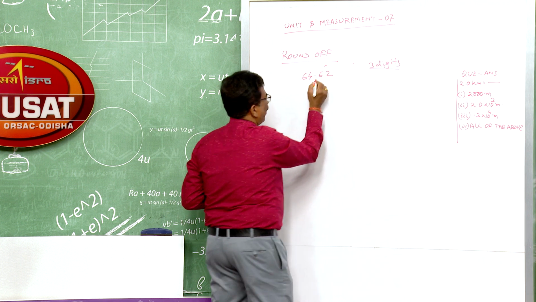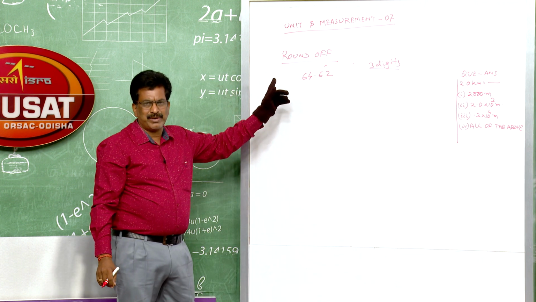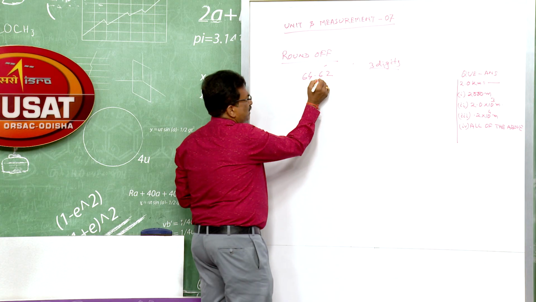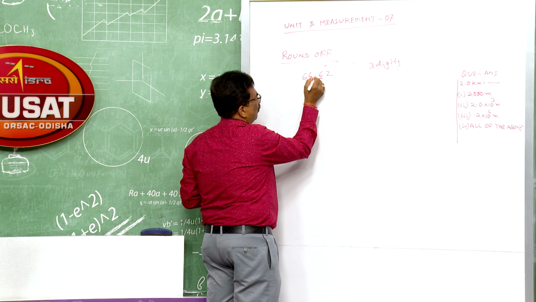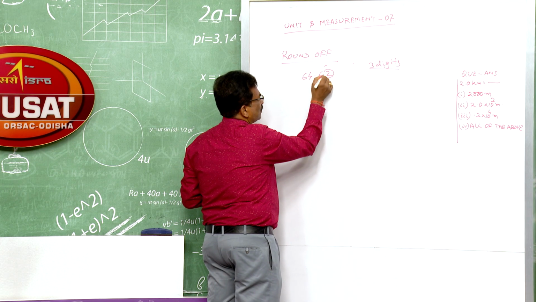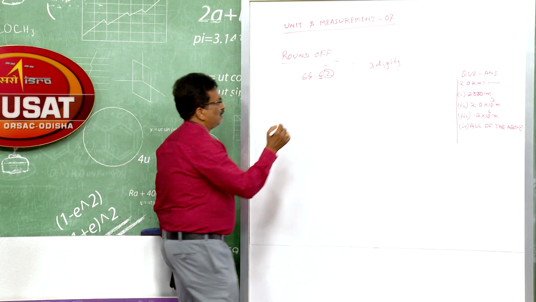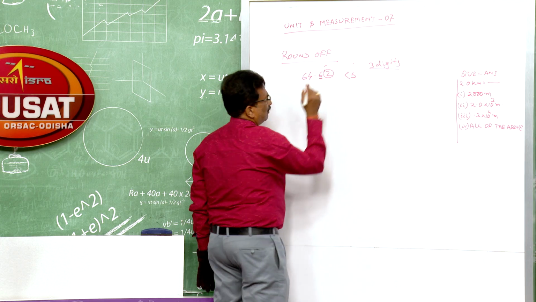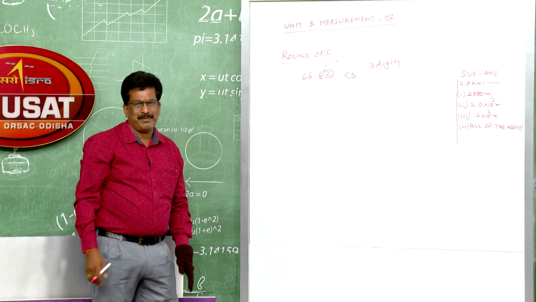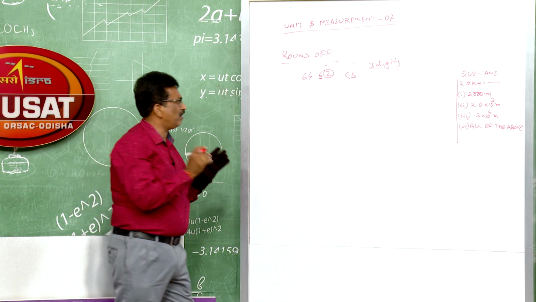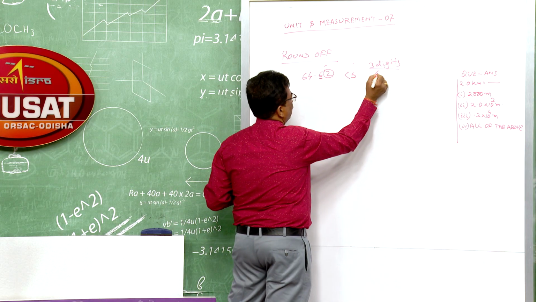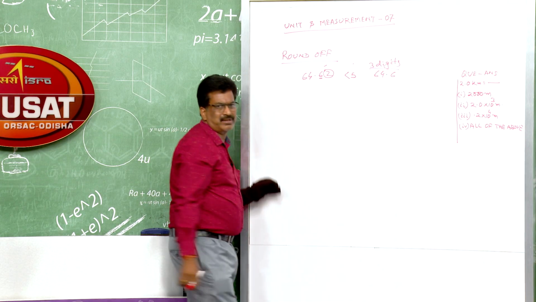So, when we have to round up to three digits, which one will be the third digit? The 6 will be the third one, that is 64.6. Then what follows? That is followed by the 2. 2 is less than 5. If it is less than 5, then the number will remain unchanged. Means it will be 64.6.